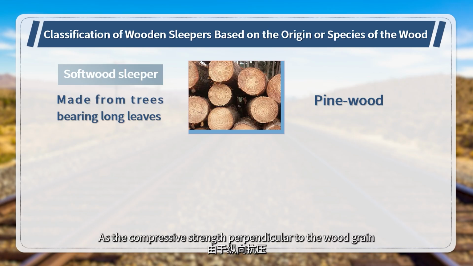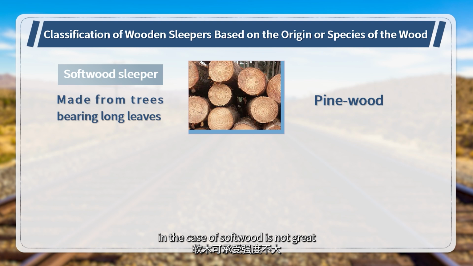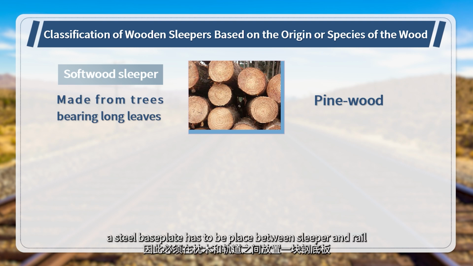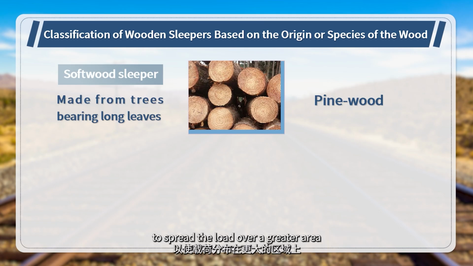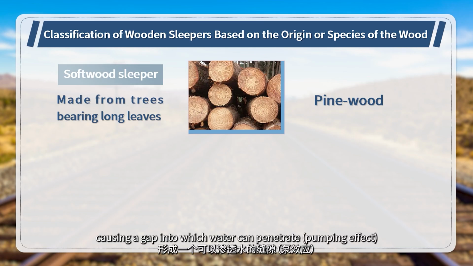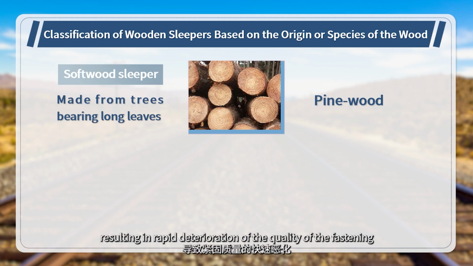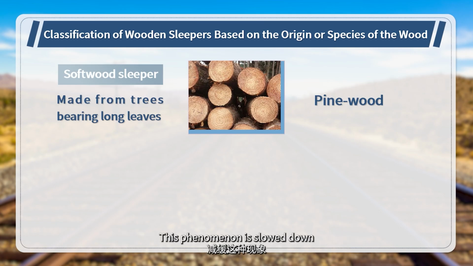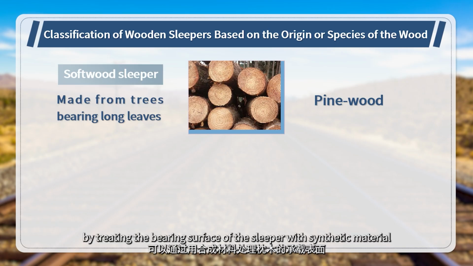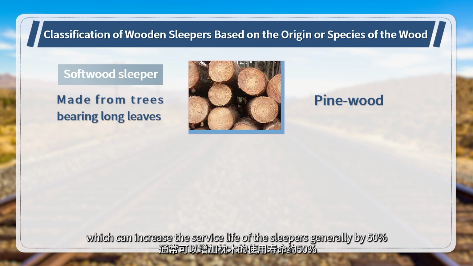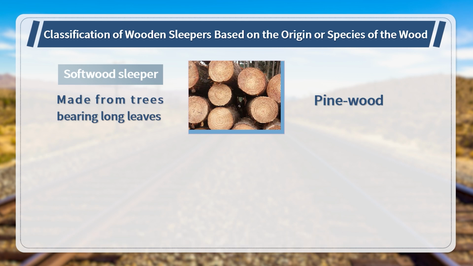Softwood sleeper. As for compressive strength perpendicular to the wood grain, the case of the softwood is not great. A steel base plate has to be placed between the sleepers and the rails to spread the load over a greater area. In the long term, however, the base plate cuts into the sleeper wood, causing a gap into which water can penetrate, resulting in rapid deterioration of the quality of the fastening. This phenomenon is slowed down by treating the bearing surface of the sleeper with a synthetic material, which can increase the service life of the sleepers generally by 50%.